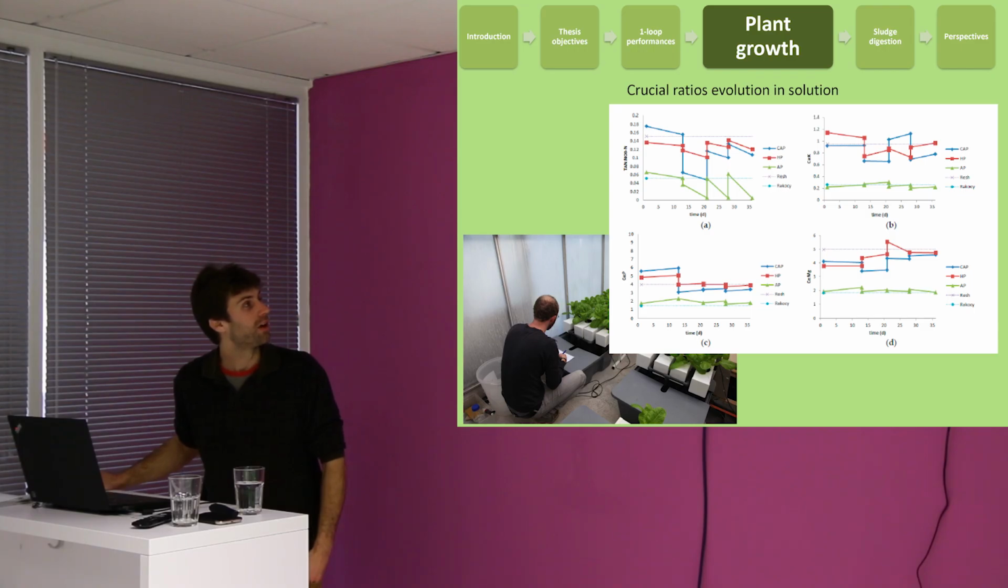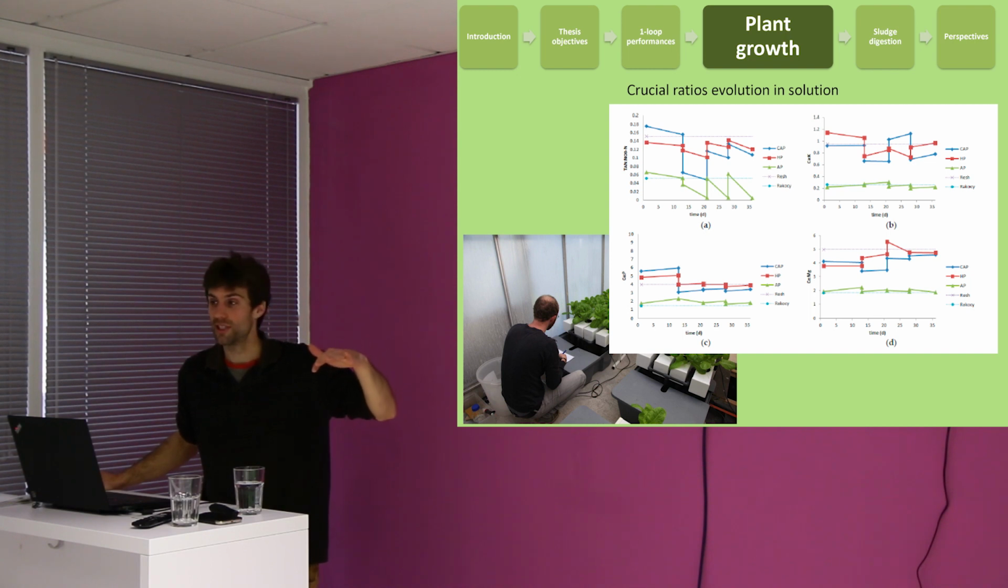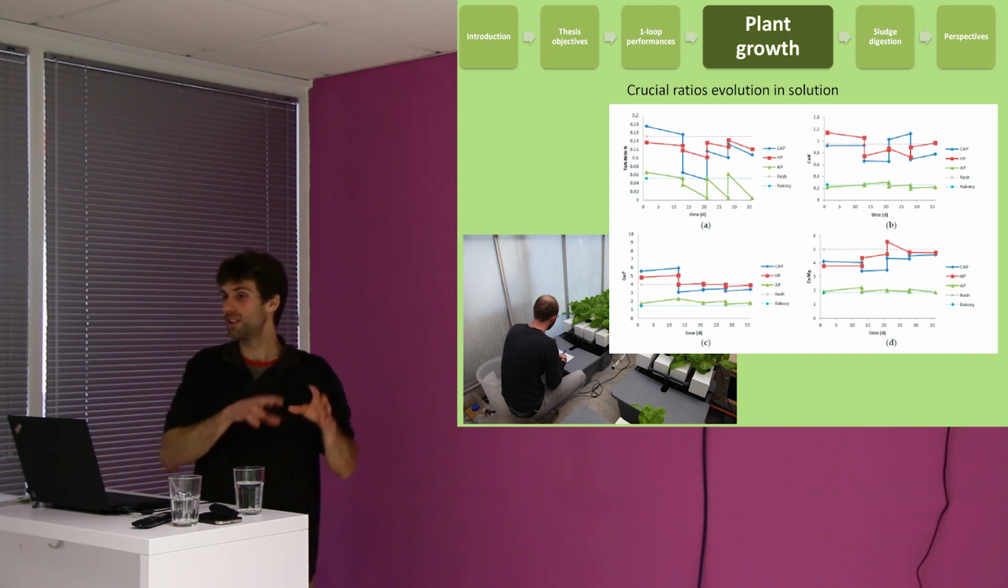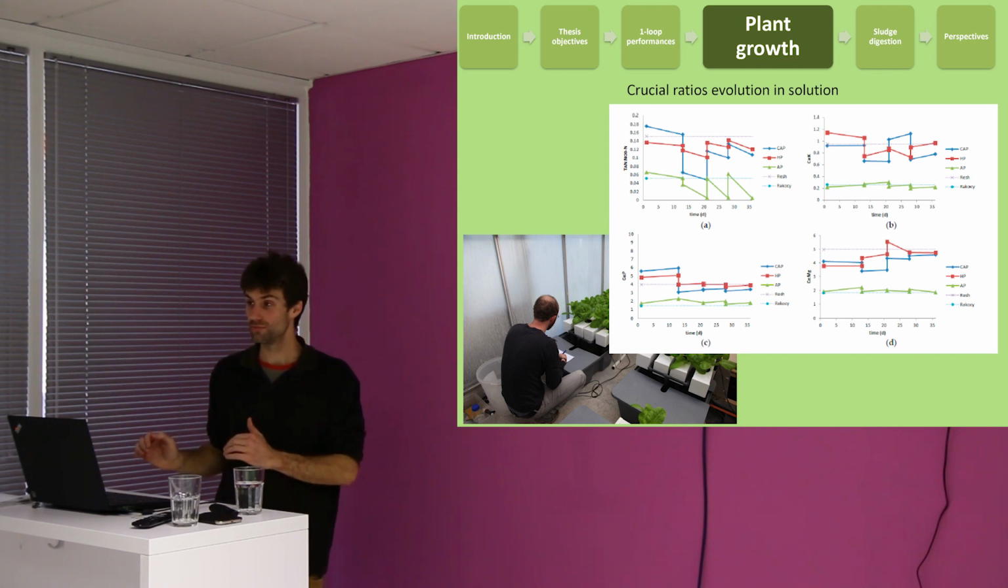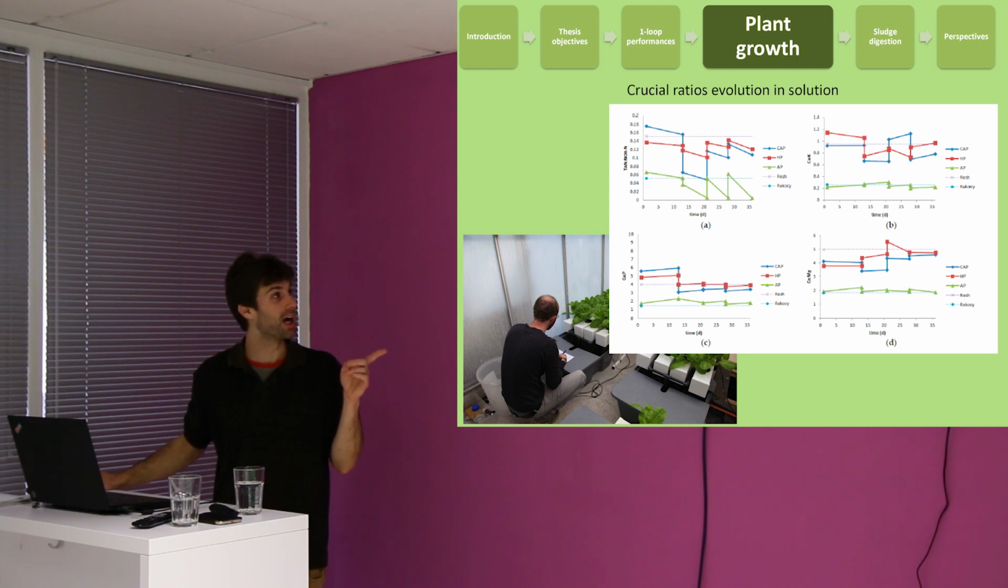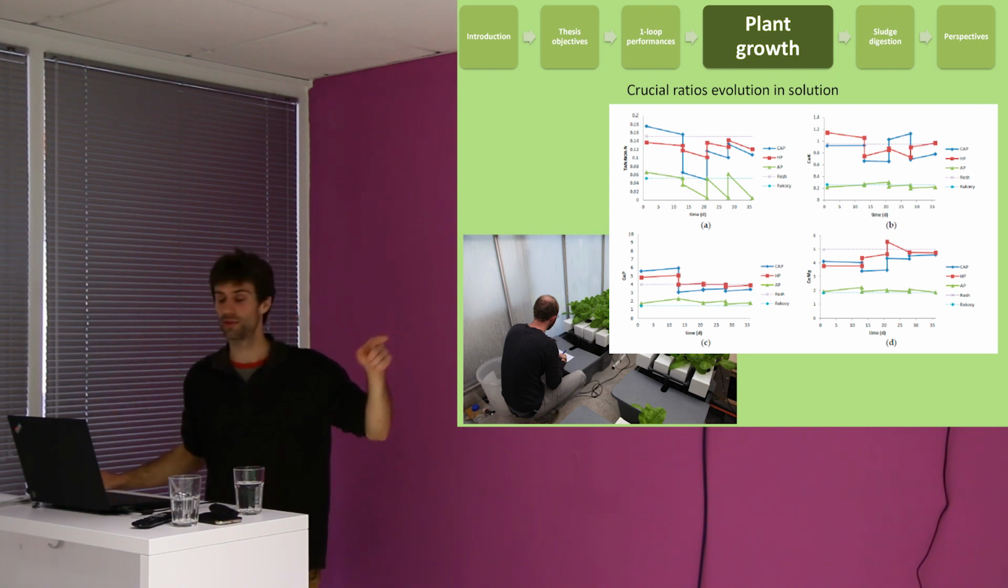You can see that our hydroponic is in red and complemented is in blue. You can see that they were quite the same. Okay, we can say the plants were growing in the same nutrient conditions. Okay, you agree with that? But the aquaponic ones, in green, you can see it was really different.